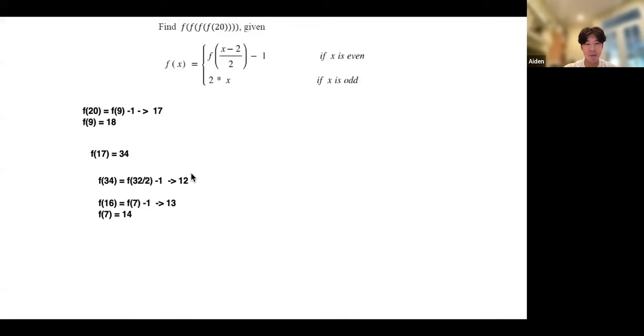Oh, sorry, I think I missed something. Sorry, hold on. Okay, just ignore this part. I missed one more function. Yeah, so f of 7 is 14, sorry.